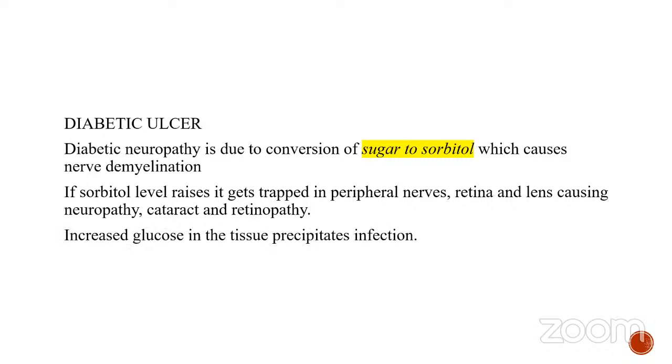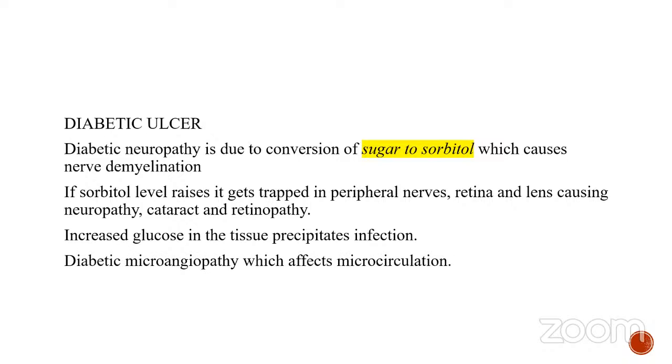So this is one reason for ulcer in diabetes. One more contributing reason is that increased glucose in the tissue precipitates infection. We know having high glucose content always precipitates infection, and this becomes the second reason for ulcer formation in diabetes. The third reason is diabetic microangiopathy. Due to microangiopathy, circulation will be deficient to the area, and hypoxia will be one more important reason for tissue injury. So all these reasons together will contribute to wound formation and ulcer formation.